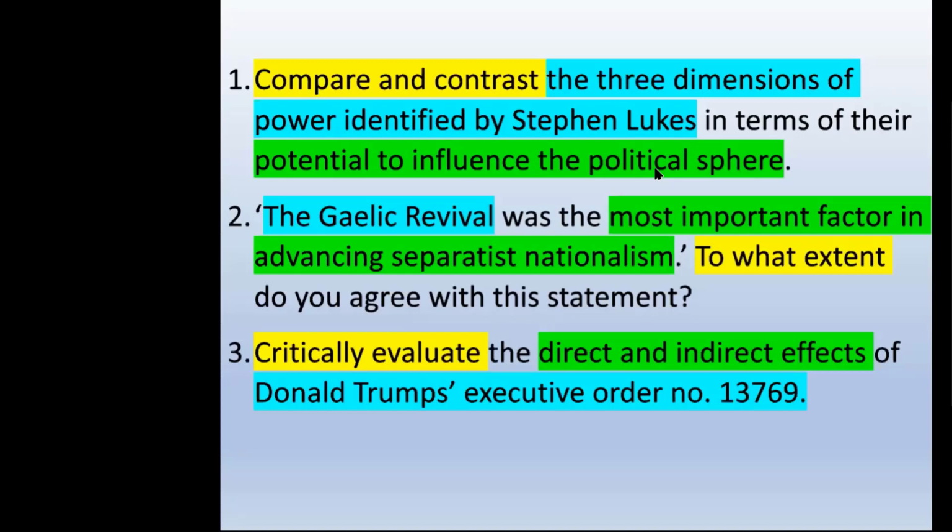And then for the next one, it's Donald Trump's executive order. To give you a little bit of background, this was when Donald Trump basically banned people from foreign countries coming to the US. This question is not asking when he banned them or how many people he banned, but what they're asking here is what were the direct and indirect effects of this travel ban on America, on the people traveling?